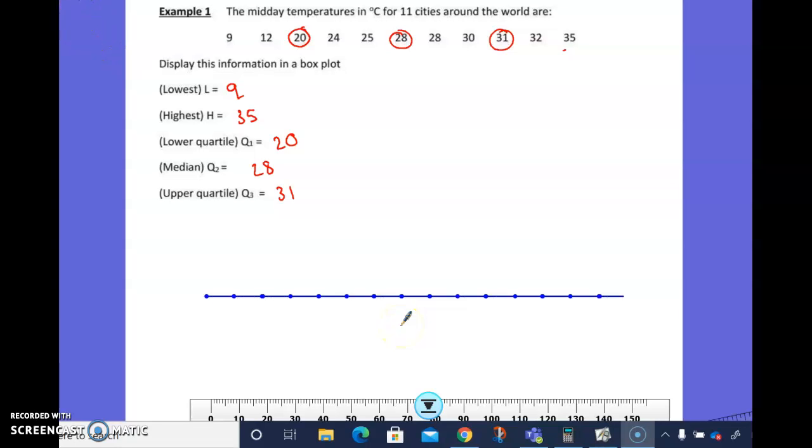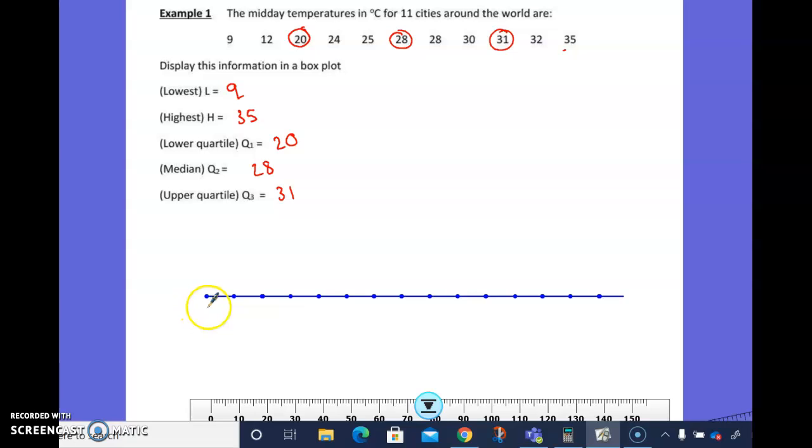Okay, now I get to pretend I'm on Blue Peter. So here's one that I made earlier. So here's my number line now. And I'm going to put some numbers onto it. I don't need to start at the beginning. My lowest number is 9. I'm going to go up in 2s, so I'm going to start at 8. 8, 10, 12, 14, 16, 18, 20, 22, 24, 26, 28, 30, 32, 34, 36.